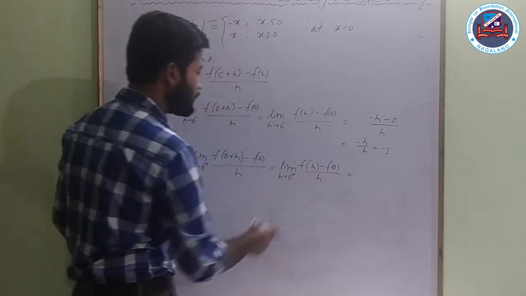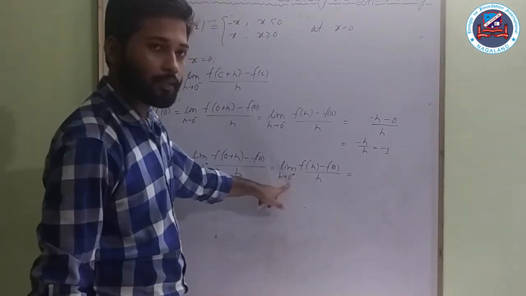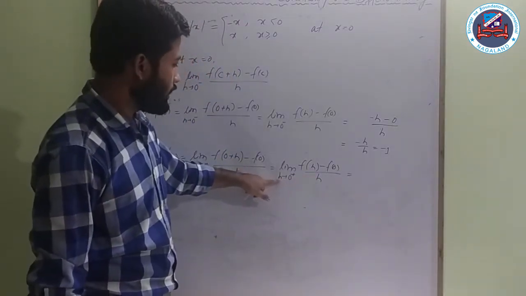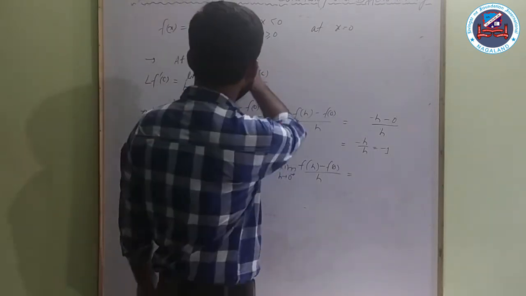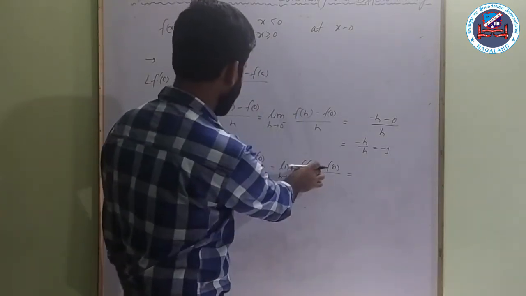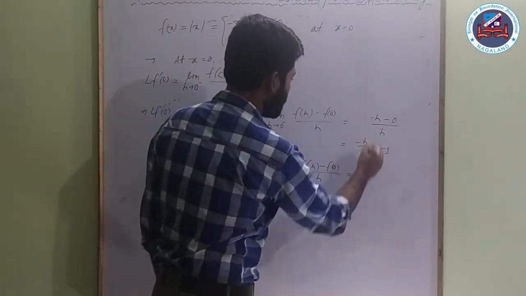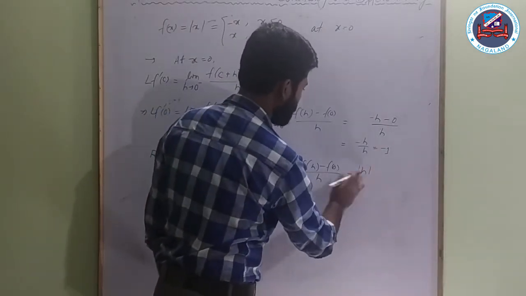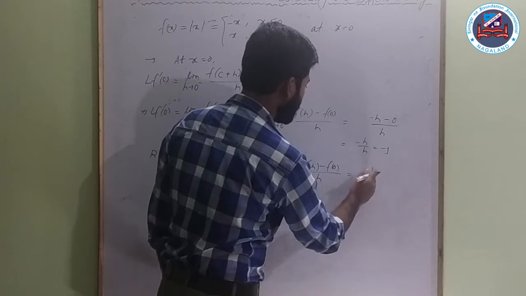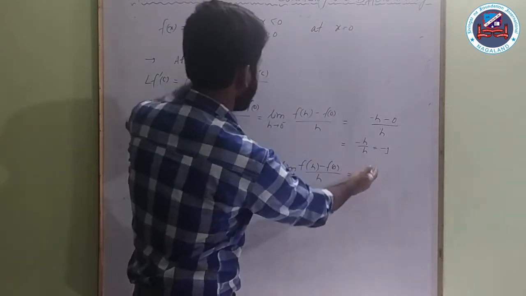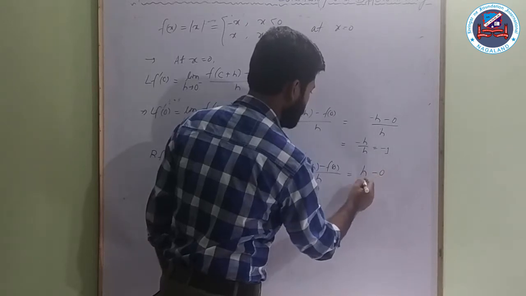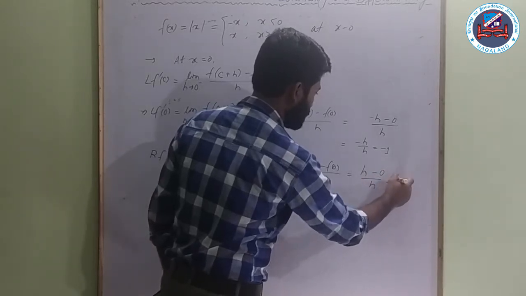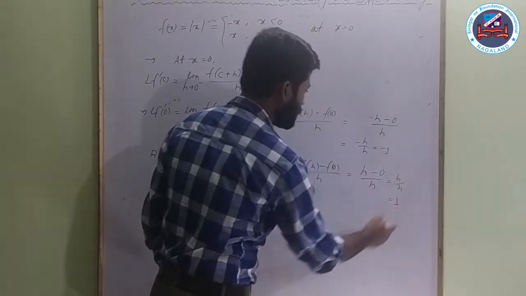And what is that equal to? Here we can see that we have taken h tends to 0 positive, that means h is greater than 0, so we need to consider x. So what is our f of h? It is actually mod h, so in place of mod h I can write h minus 0 by h, so that is equal to h by h, and this is equal to 1.